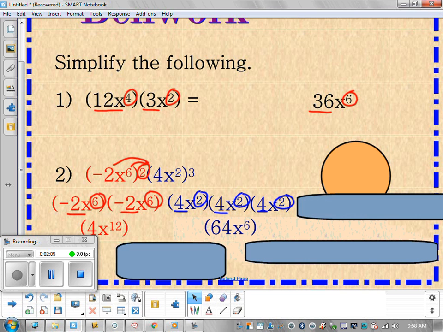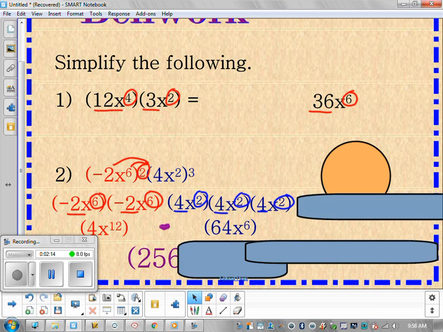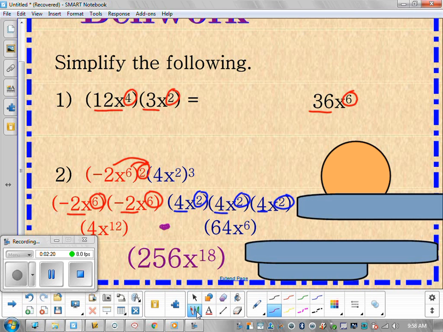You would then take those two terms, the 4x to the 12th, and multiply it by 64x to the 6th. Your final solution is 256x to the 18th. That came from the fact that you multiplied 4 times 64 to get the 256, and then you added your exponents 12 plus 6 to get the 18. Take a moment and make any corrections that you need on your notes, please.